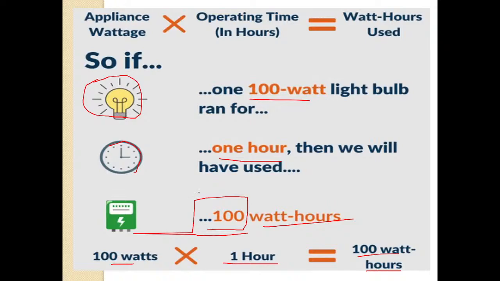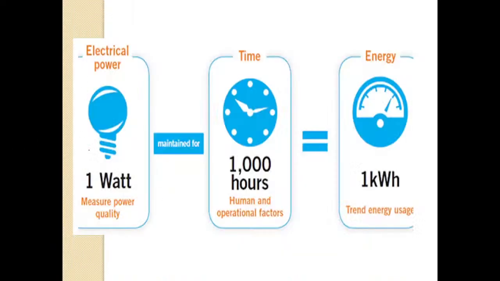Similarly, one more example. If you take the same lamp, its power rating is 1 watt. It operates for 1000 hours. Then if you want the watt hour reading, you will get 1 into 1000, isn't it?